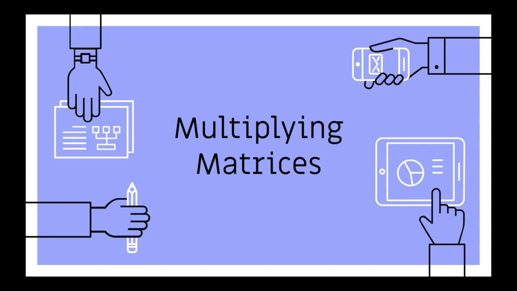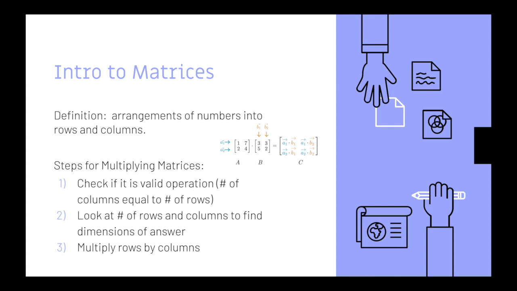Okay, so today we're going to be going over multiplying matrices. First, we have to go over what matrices are. Matrices are arrangements of numbers into rows and columns. To multiply matrices, you would first have to check if the operation would be valid.